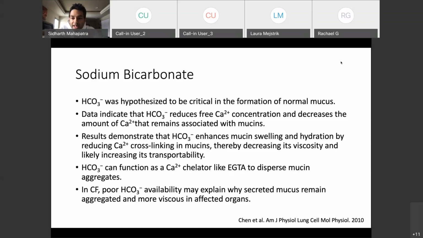So reducing the free calcium concentration and decreasing the amount of calcium that remains associated with mucins led to overall mucin swelling and hydration, reducing the cross-linking of those mucins and decreasing its viscosity, allowing it to be readily suctioned out. Bicarb can also function as a chelator to disperse the aggregates of mucins to make them smaller so that they can be cleared easier. Taken together in this CF paper, they learned that poor bicarb availability in the context of cystic fibrosis could explain why in those patients secreted mucins remain aggregated and more viscous, and thus the affected organ remains under so much pressure.